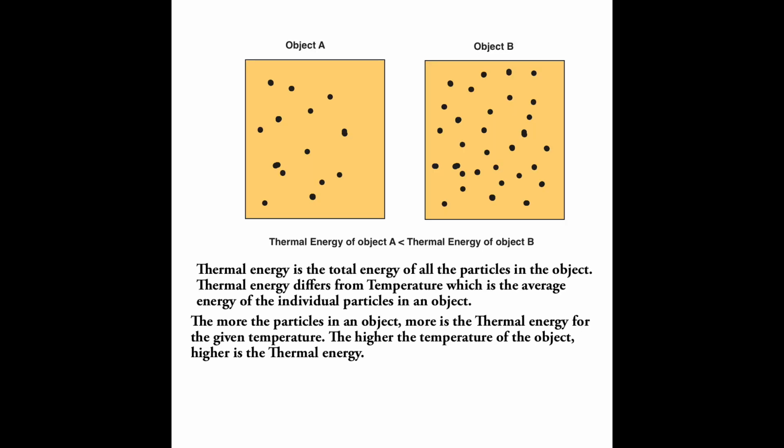Thermal energy is the total energy of all the particles in the object. Thermal energy differs from temperature, which is the average energy of the individual particles in an object. The more the particles in an object, the more is the thermal energy for the given temperature. The higher the temperature of the object, the higher is the thermal energy.